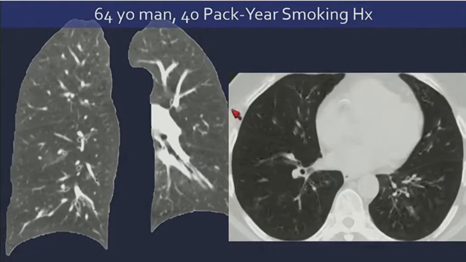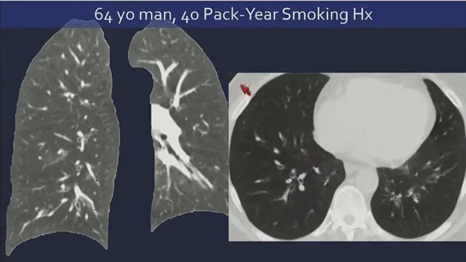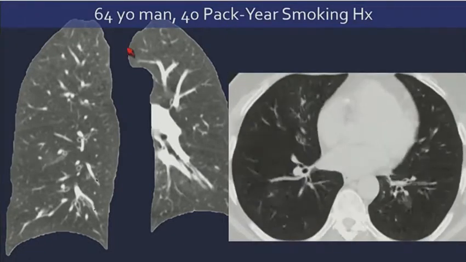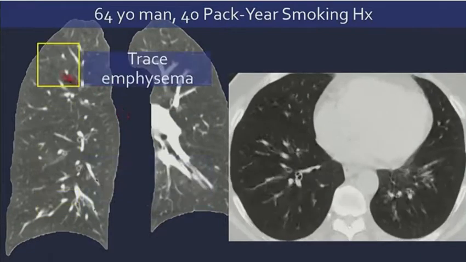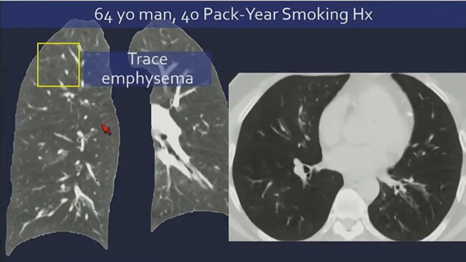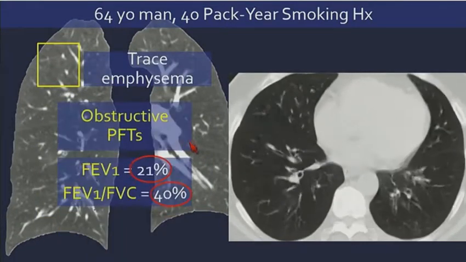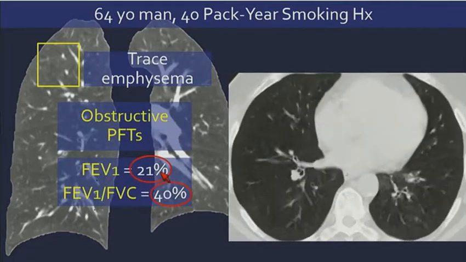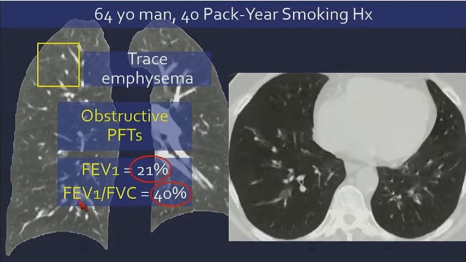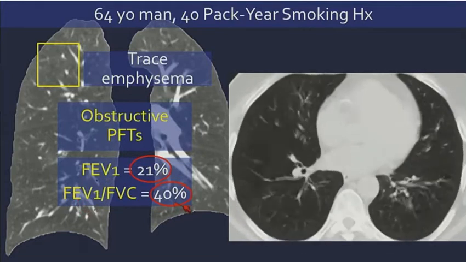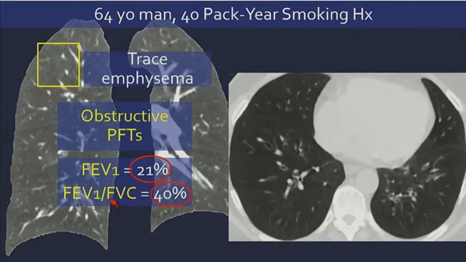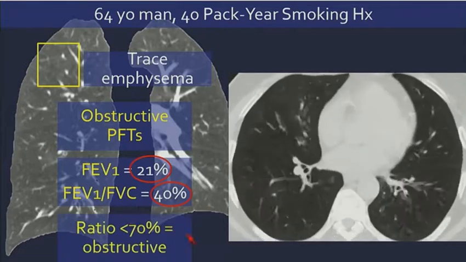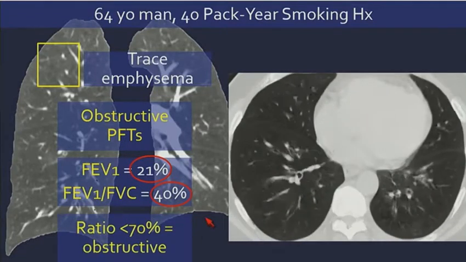And one thing I'd like to point out is one morphology we don't think about enough, I think, is this one. This is a 64-year-old man who had on a CT only trace emphysema. But I'll pull up his PFTs here because the PFTs were obstructive PFTs. Look at this. The FEV1 was 21% of predicted. The ratio was 40% of predicted. And remember, the FEV1 to FVC ratio, anything below 70% is really categorized as obstructive.